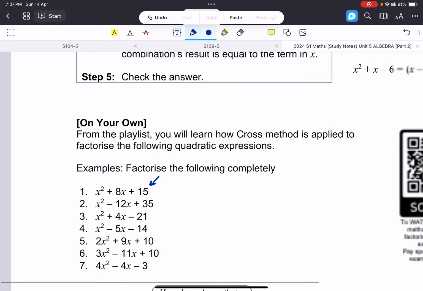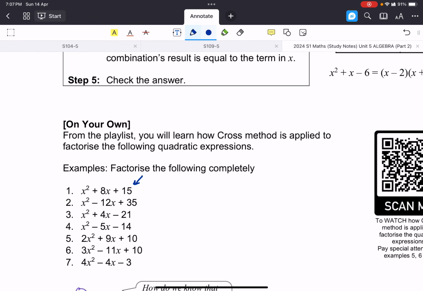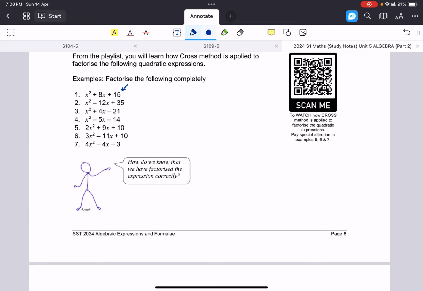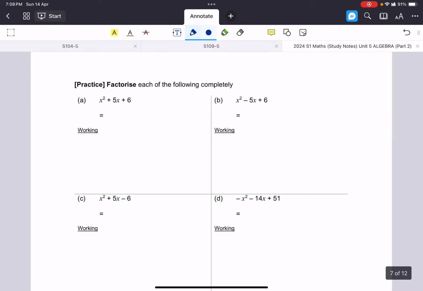So there are some mental processes that need to take place, and because there's a lot of it, it comes with a little bit of experience. So the more you practice, the better. So I'm going to leave these 7 examples for you to practice on your own, and I'm going to jump into the actual practice that's been highlighted over here.